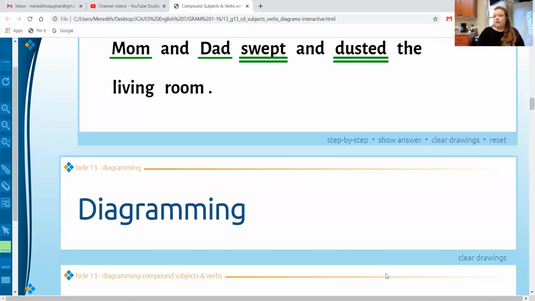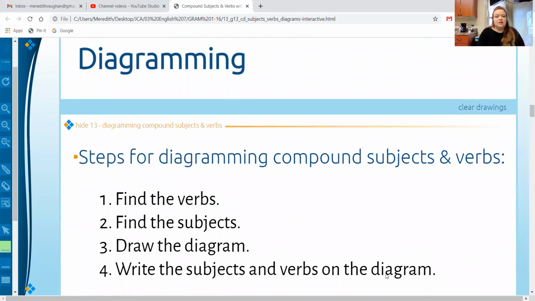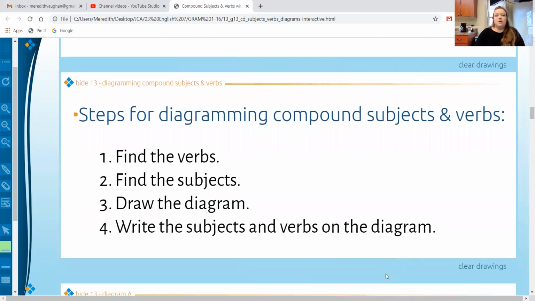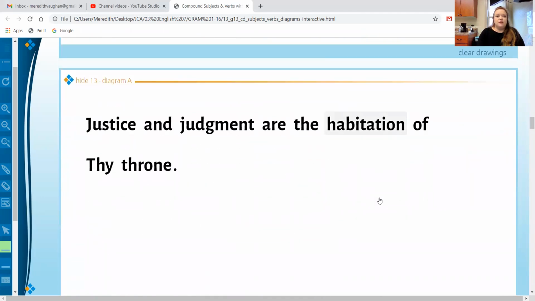Okay, I will very quickly go through the diagramming. I don't require diagramming, although we will be learning it once we're in class together. So I'm going to go back and do some of the things that we've worked on during quarantine. When you're diagramming, it's a very similar process to finding the different parts of your sentence. But whenever you diagram a sentence, always double underline your verbs, find your verb, then find your subject, then draw your diagram, because you're going to draw the diagram differently depending on whether you have compound or singular subjects and verbs. Then write your subjects and verbs on the diagram.